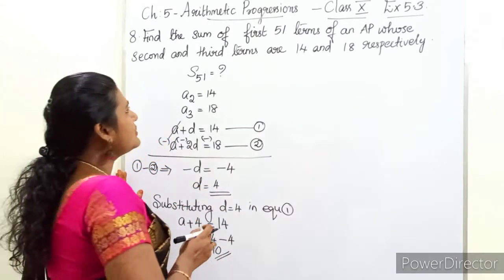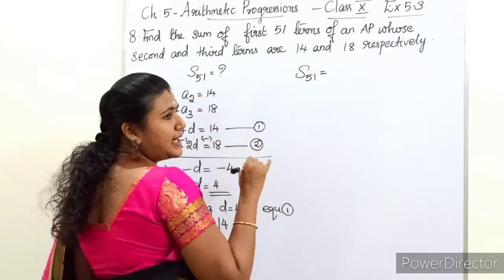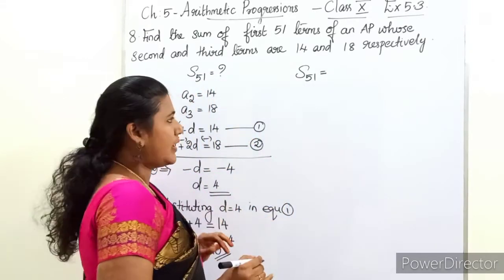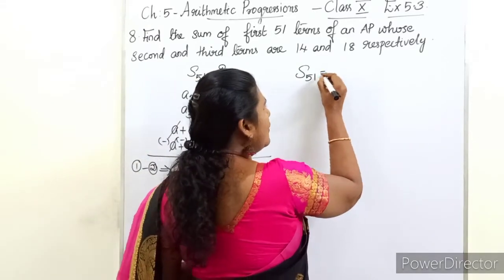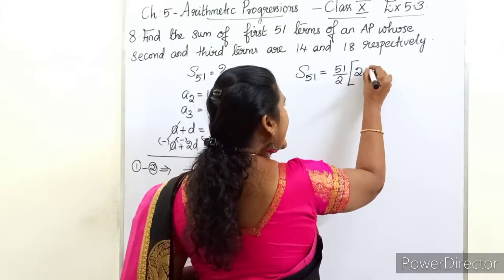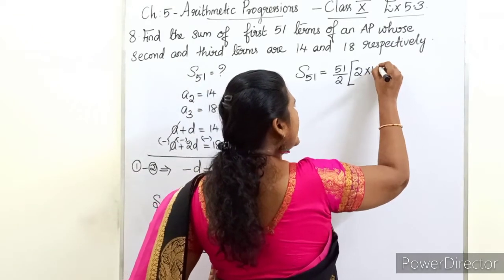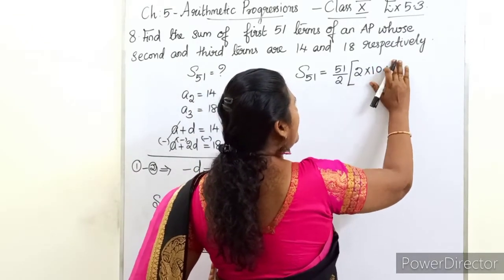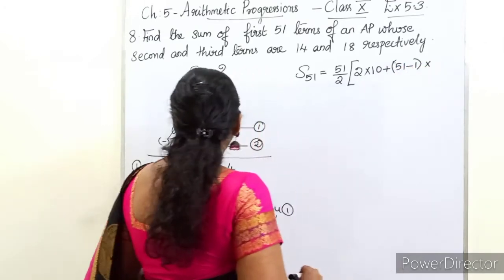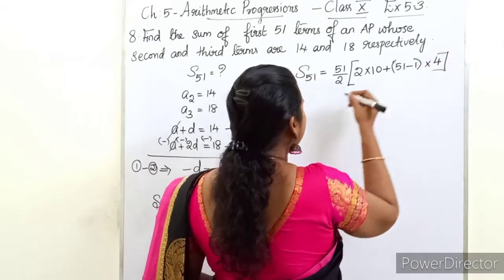Now we will find S51 using the first formula, that is n by 2 into 2A plus n minus 1 into D. What is the value of n? It is 51. So 51 by 2 into 2A, where the value of A is 10. So 2A, that is 2 into 10, plus 51, n is 51, 51 minus 1 into D. What is the value of D? 4. Now we will simplify this.